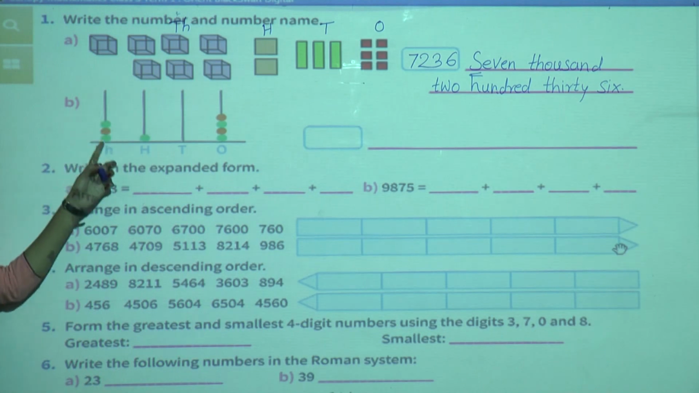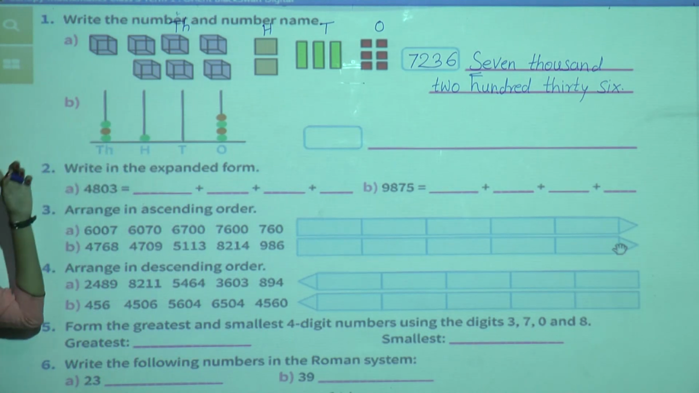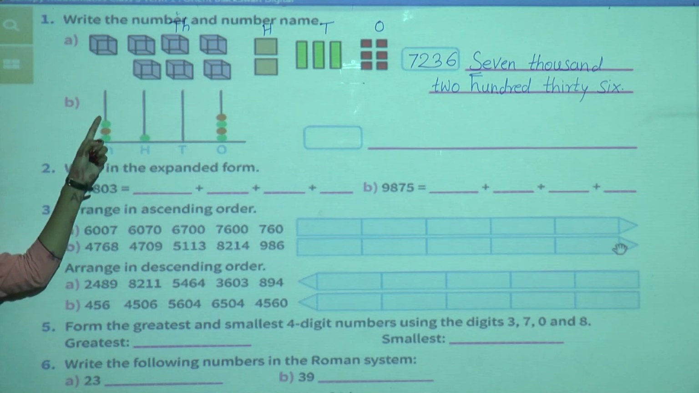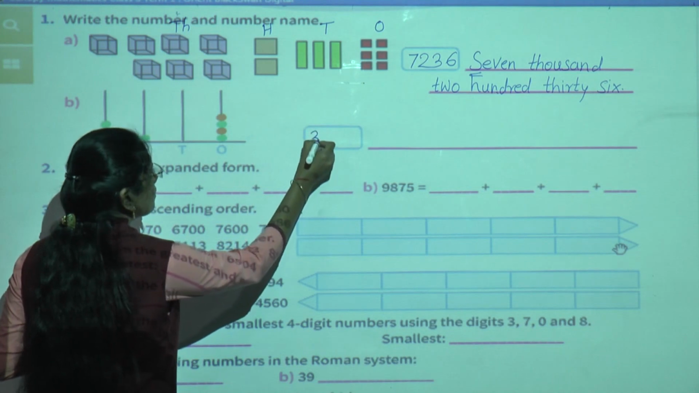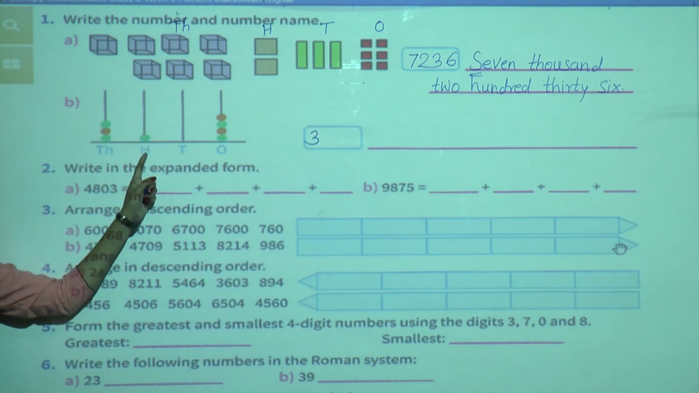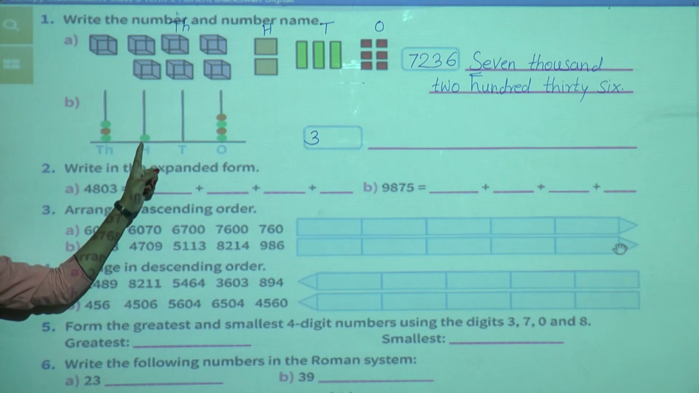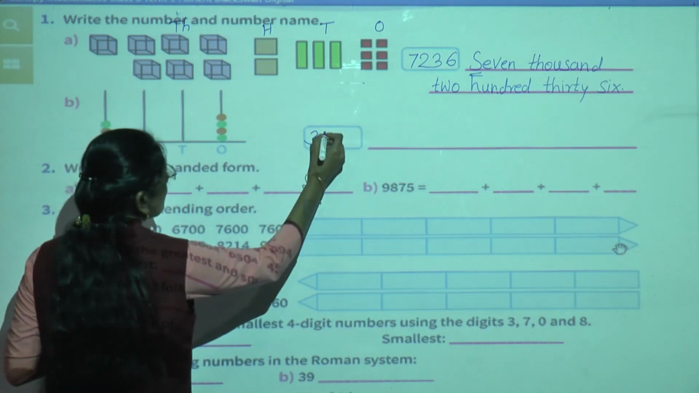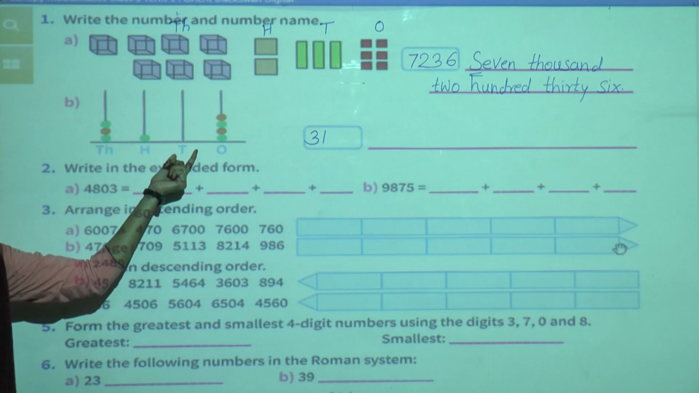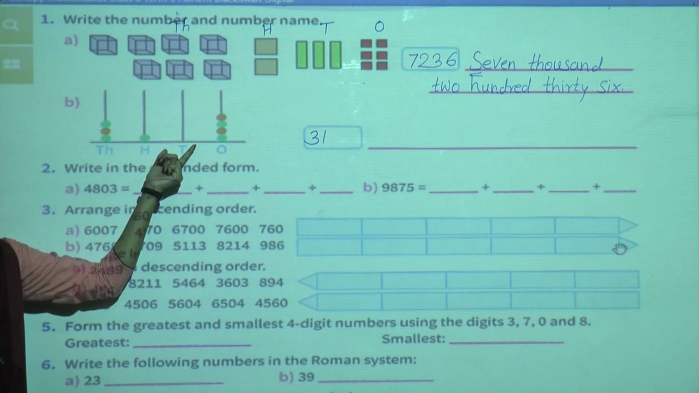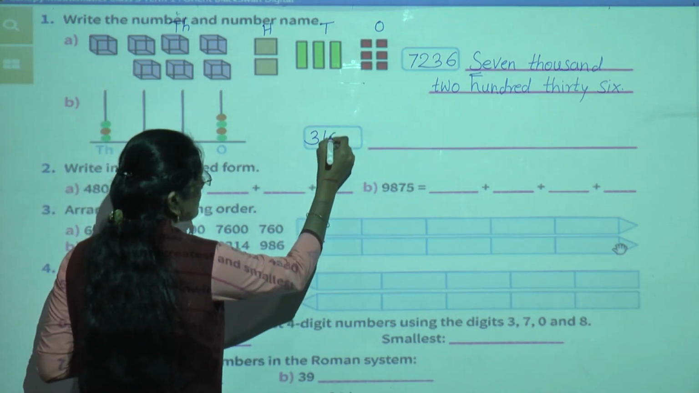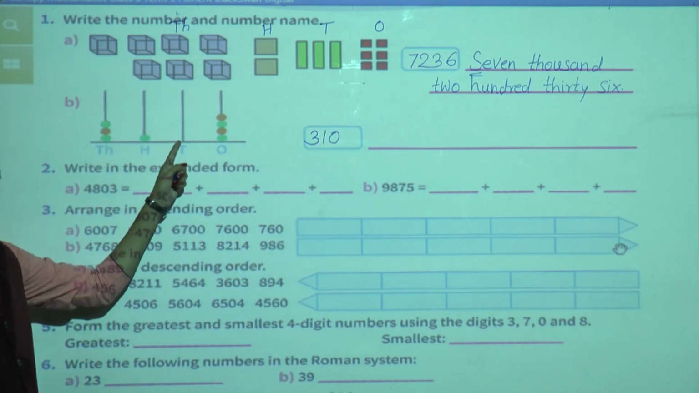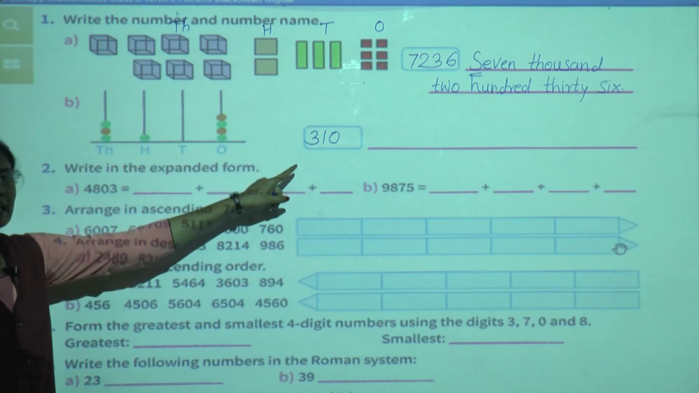Now see at the thousands place, how many beads can you see here? 1, 2, 3. Here 3 beads are there at the thousands place. So I will write here 3. Now at the hundreds place, how many beads are there? Only 1 bead is there. So at the hundreds place I will write 1. Now see here the tens place. At the tens place they have not given us any bead. It means nothing is there. Nothing means we should write 0 at the tens place, because not a single bead is there. So we will write 0.